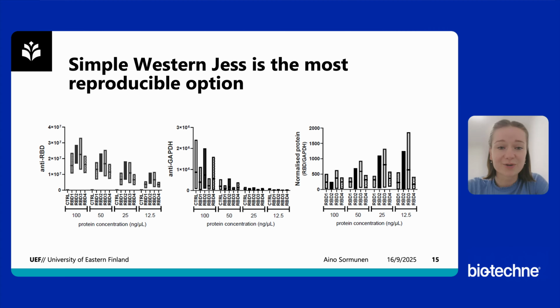One important thing to note is that for the simple Western, we only use 3 microliters of each sample, but actually the sample volume taken up into the capillaries is around 30 to 50 nanoliters, and this really highlights the sensitivity of Jess over the other methods tested here.